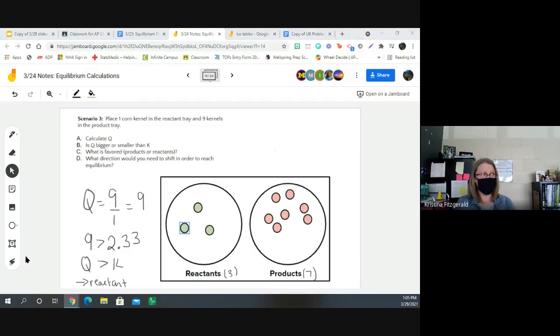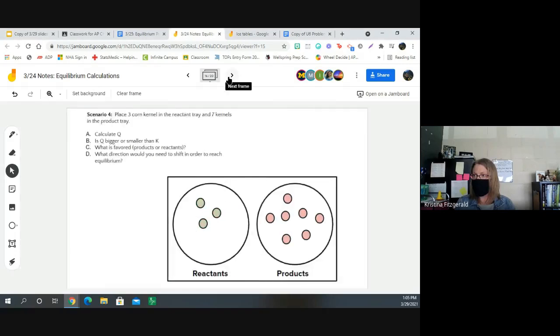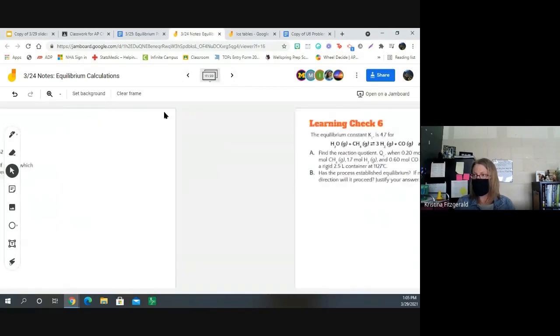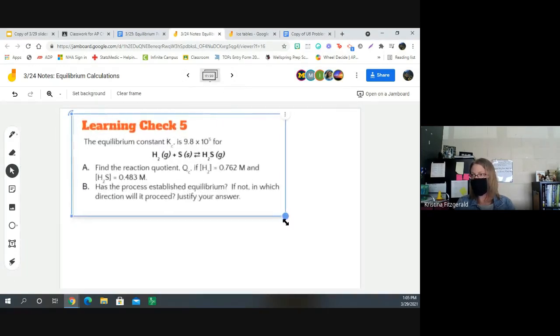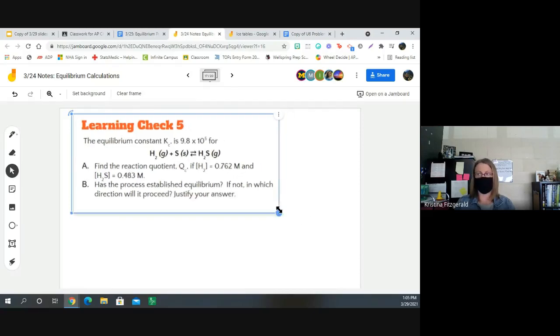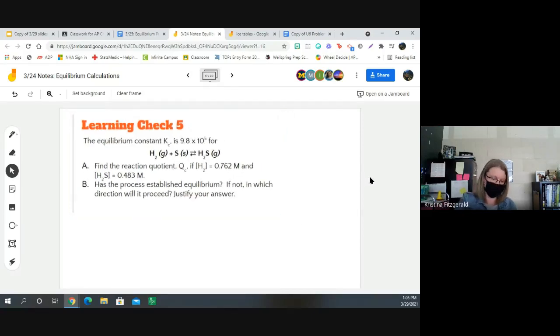Okay, so let's take a peek then. We're going to look at what this looks like in terms of numbers, like how this could look on an AP question, possibly. So this is what it could look like. They have an equilibrium constant K they're going to give you: 9.8 times 10 to the 5th. That's my happy place for equilibrium for this reaction.